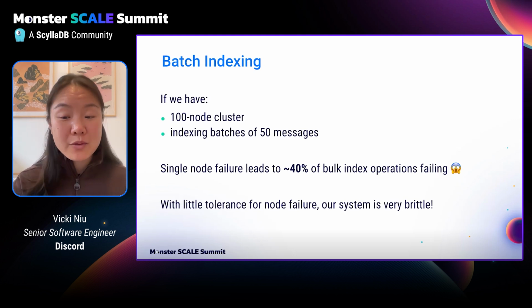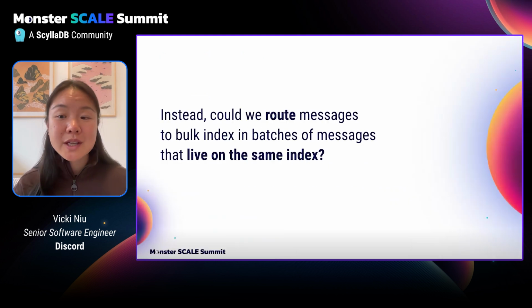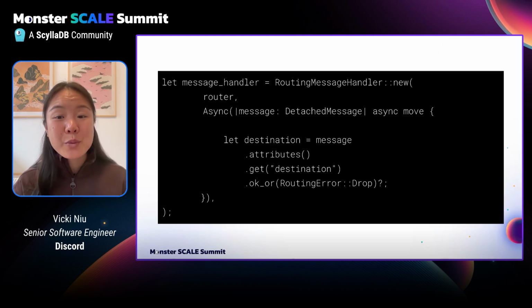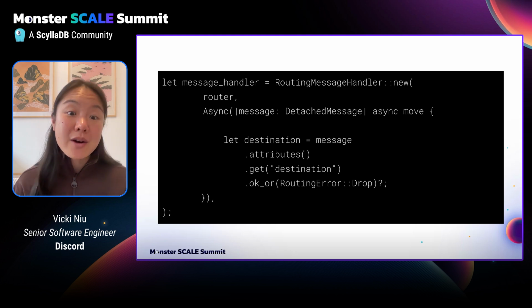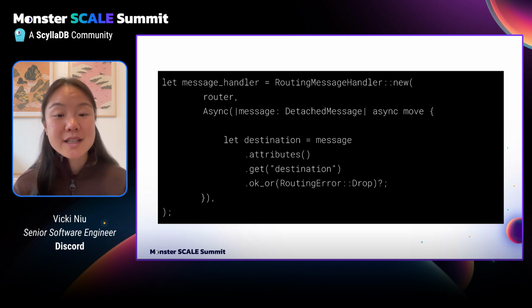And so as we looked forward to a new system, we wondered if we could instead route messages so that we could bulk index in batches of messages that live on the same index. To accomplish this, we built a new message router in Rust. This router would spawn destinations as it pulled messages from our PubSub queue and establish a send-receive channel per destination. So in our search use case, these destinations are the ultimate Elasticsearch index that a message belongs to, which we define by the message's guild or by its DM.